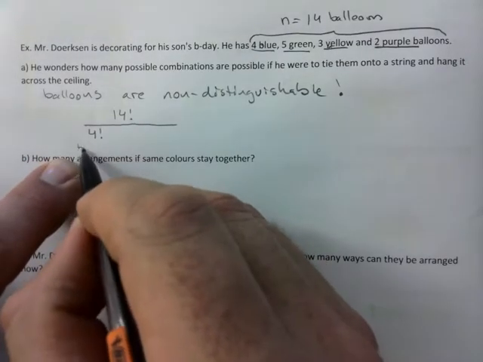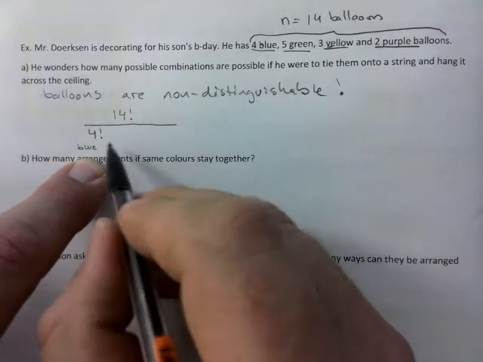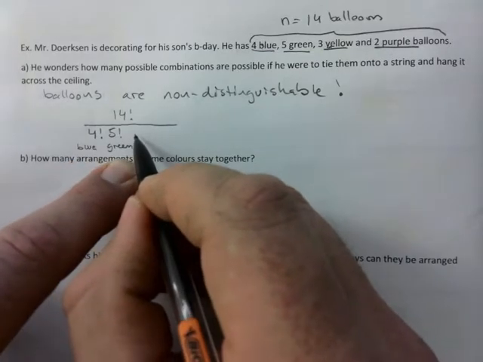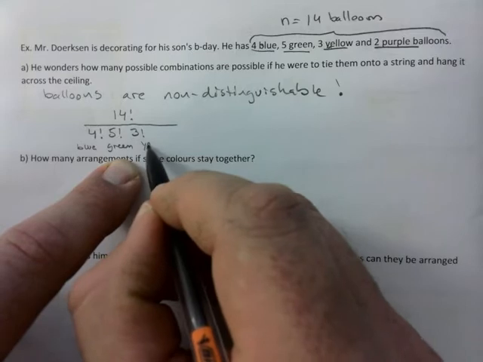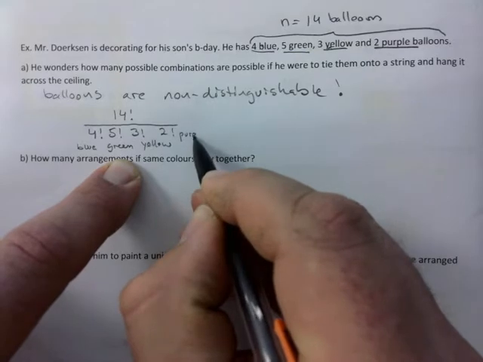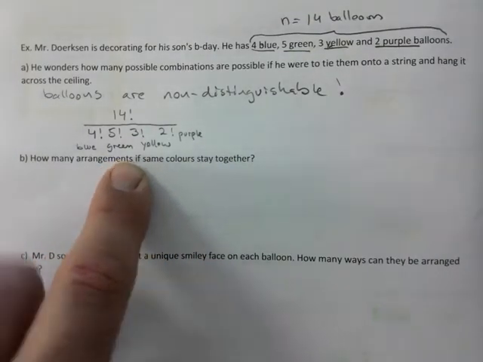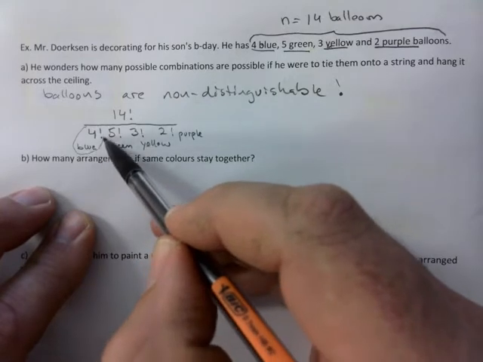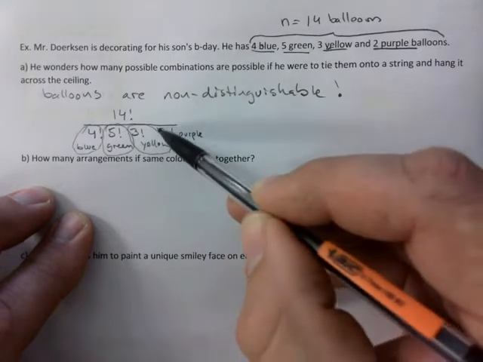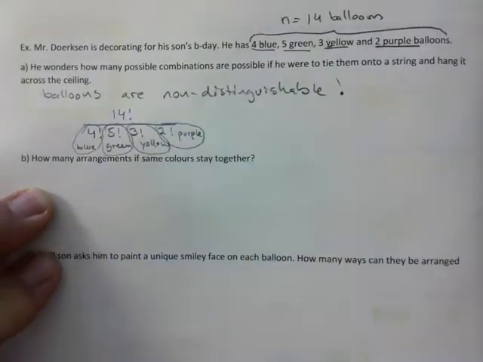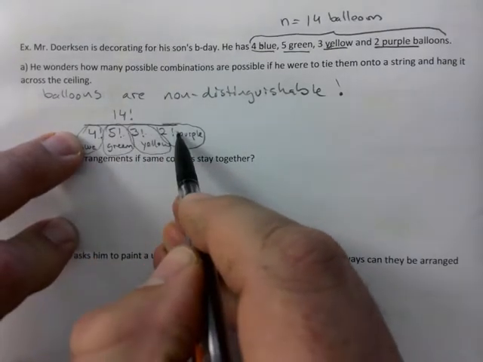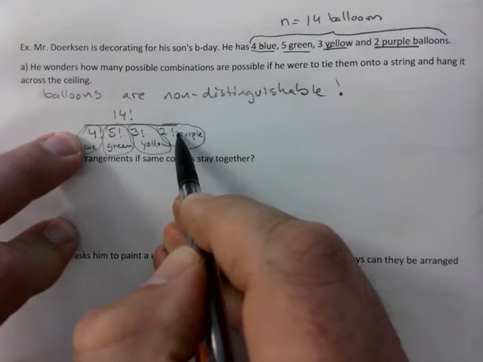4 blue. Let's put blue under here. Okay. There are 5 green and 3 yellow and 2 purple. Okay. So how about we circle them so that you know that this goes with that. We're taking care of the greens that are there, the yellows. So as you can tell, this is a bit of a crazy example, right? Lots of things happening. But there are 14 balloons and we need to divide this out or else we're double, triple, quadruple counting, right?